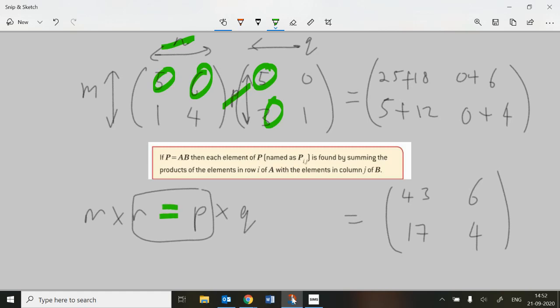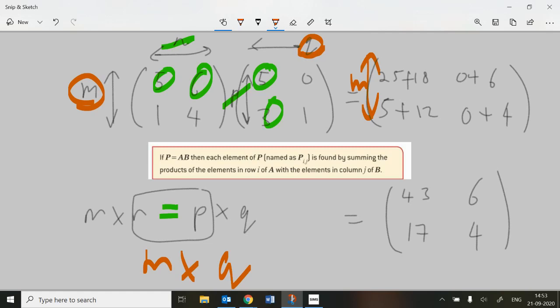Now, n and p are the same, but it's also worth noting that you end up with a matrix which is m times q. That's what you're going to end up with. So you'll end up with the m rows in the answer here. We've still got m rows, and then we end up with q columns. So that's what happens, and the n and the p sort of disappear, if you like.